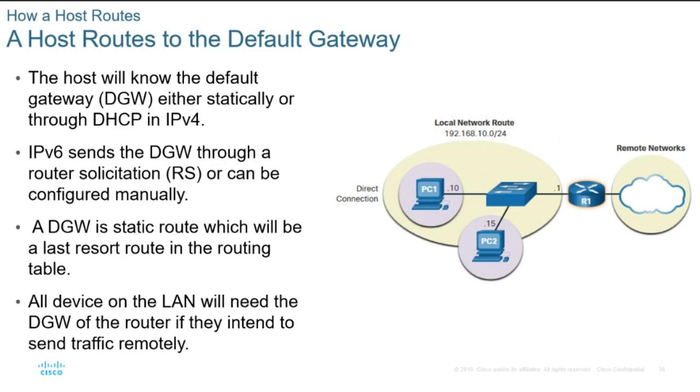The host will know the default gateway either statically or through DHCP in IPv4. IPv6 sends the DGW through a router solicitation, or RS, or it can be configured manually. And the DGW is a static route, which will be a last resort route in the routing. So, this is the default gateway.